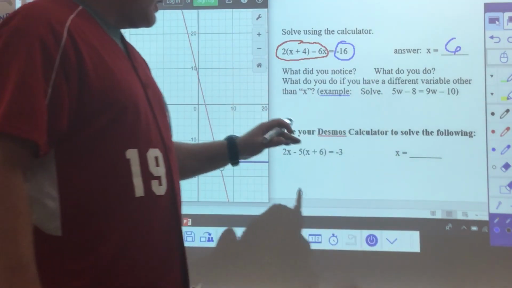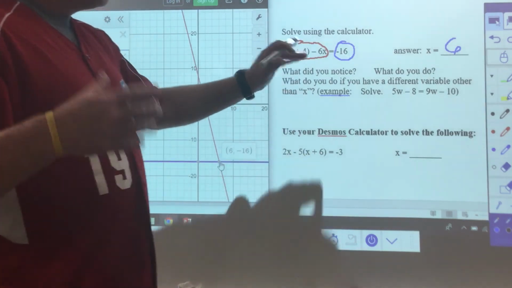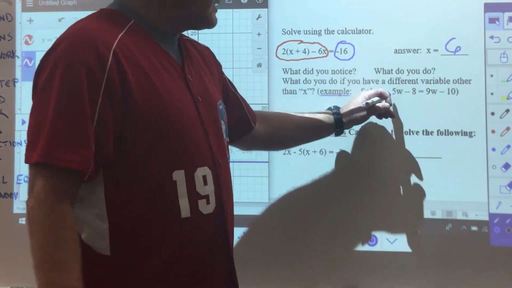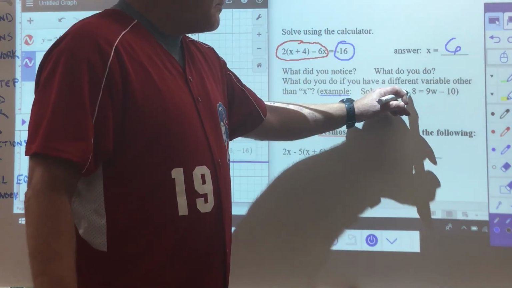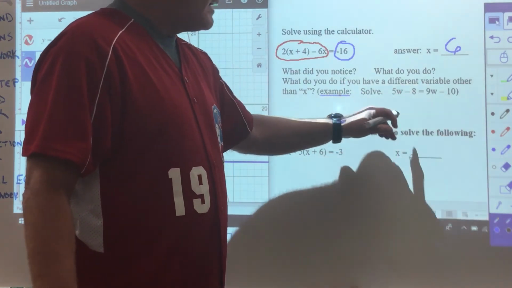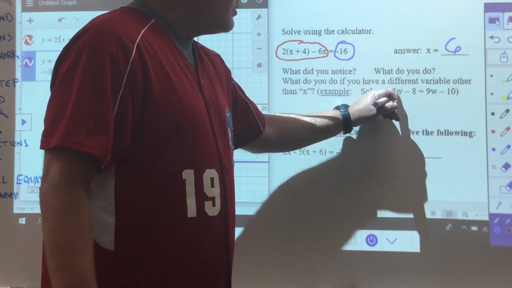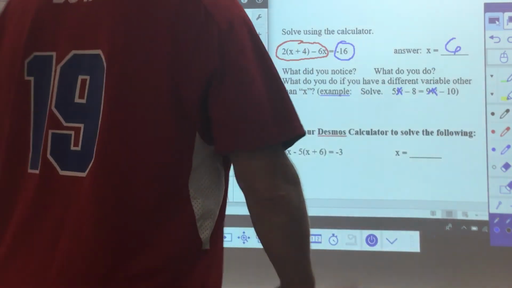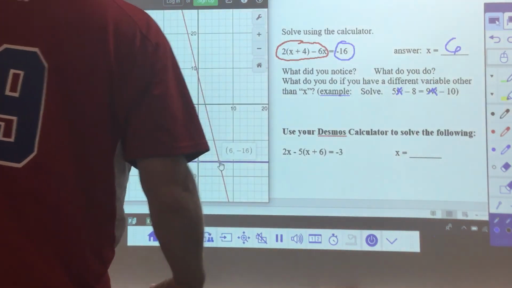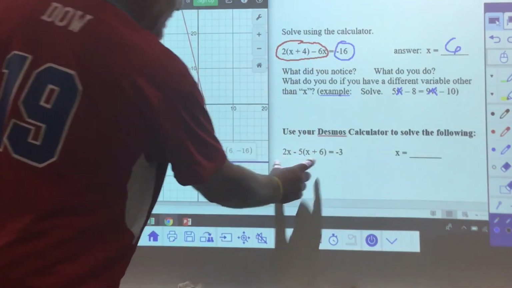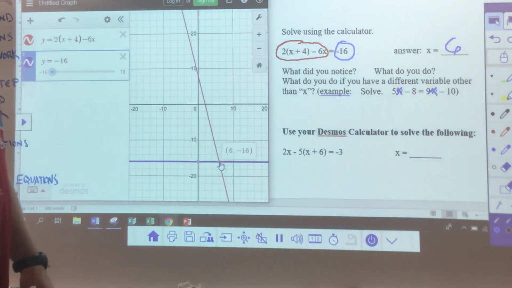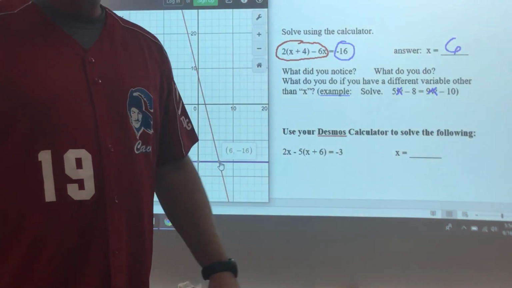And last thing, or almost last thing I'll ask you to do, is what do you do if you have a different variable other than x? Like this guy right here, 5w minus 8 is equal to 9w minus 10. Well, the only thing you have to do is put an x in there, guys. Just take out the w's and put x's in there. So take a moment again, use your Desmos calculator, see if you can solve that guy right there, and we'll talk about it in class.